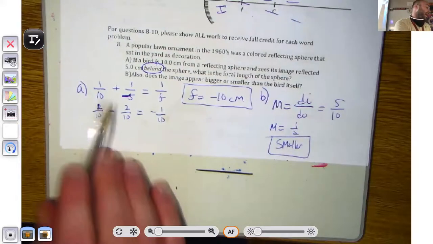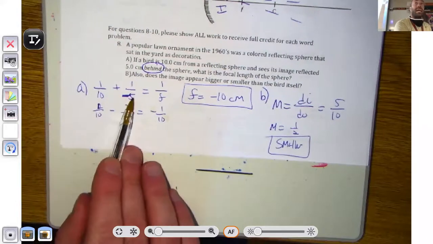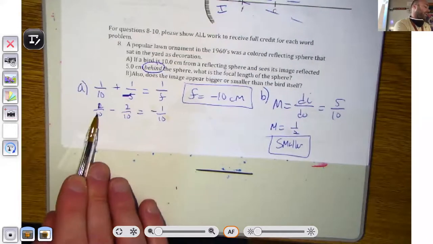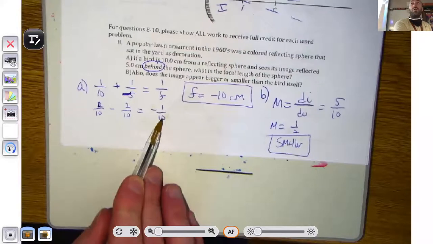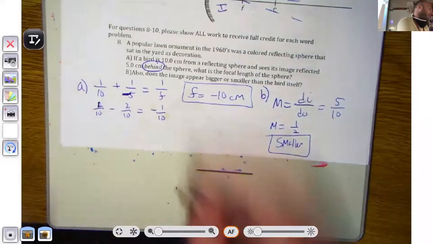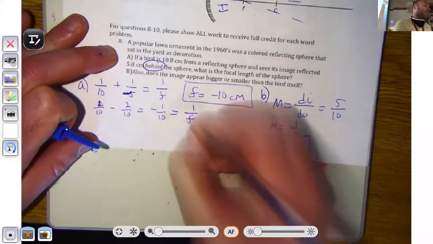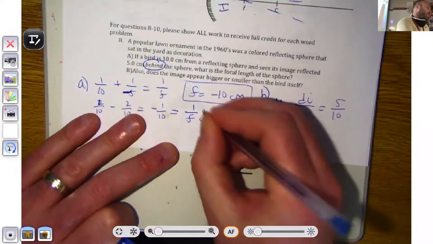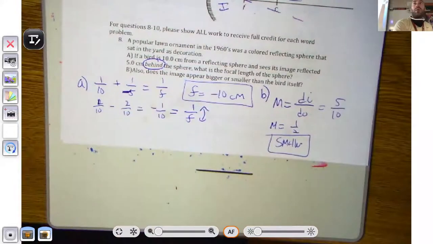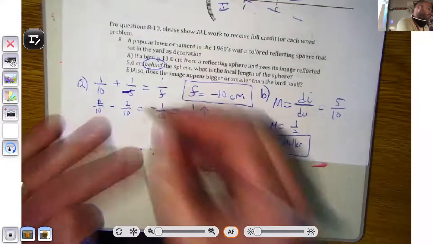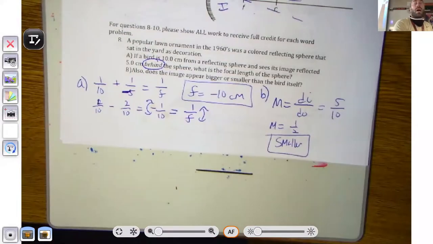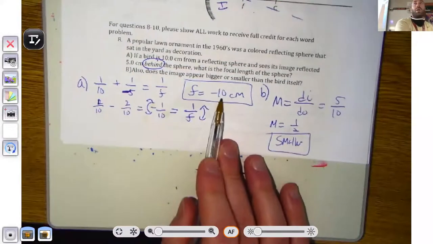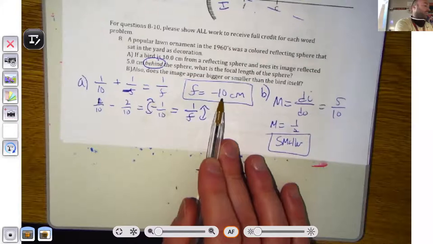So if we did the math, 1/10 plus a negative 1/5 is actually 1/10 minus 2/10, which gets me negative 1/10. Now, there were a couple people out there that did not realize that negative 1/10 was equal to 1/f. So what do I need to do? I need to flip. However, when I flip it, I need to flip both sides. So that is why my focal length should have been negative 10 centimeters.